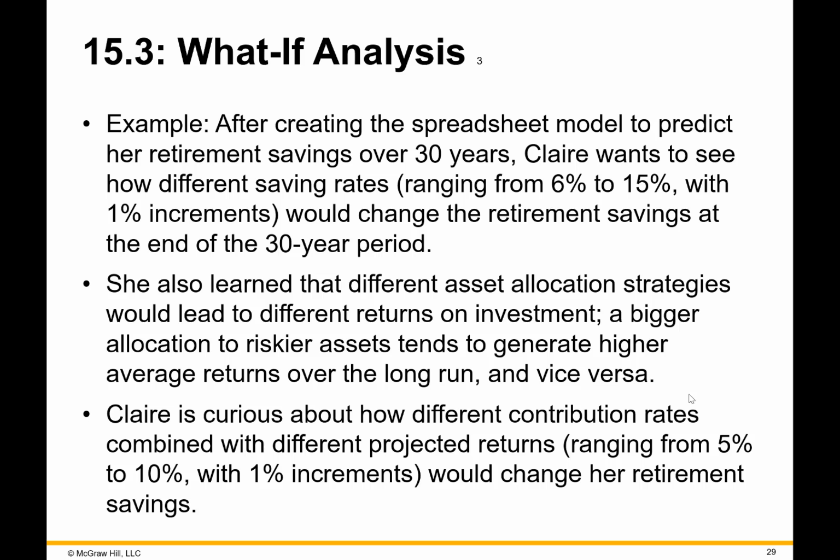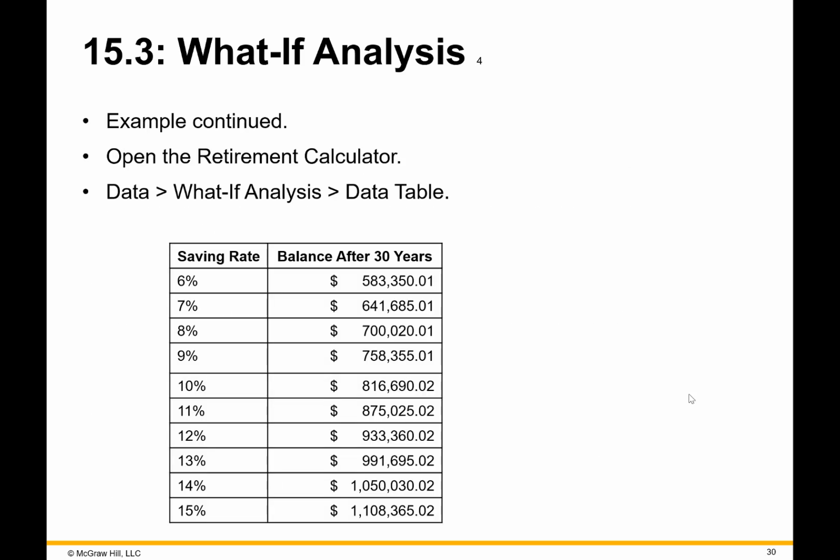She also learned that different asset allocation strategies would lead to different returns on investment. A bigger allocation to riskier assets tends to generate higher average returns over the long run and vice versa. And we will determine how different contribution rates combined with different projected returns, which range from 5 to 10% with 1% increments, would change Claire's retirement savings in the following video. But for now, let's look at a table for the one-way data table.